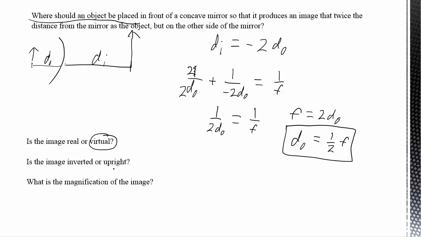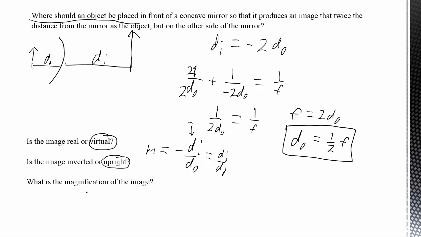Is the image inverted or upright? Well, I kind of told you from the start that it's going to be upright. If you remember that whenever they're on the other side, they're always upright, that works. Or you can think about your magnification equation, where you've got negative di over do. But di is going to bring a negative with it because it's on the other side, so you know that this is going to come out to be positive. If we're just plugging in the magnitudes of di and do, this is going to come out to be positive, which also tells you that it's upright.